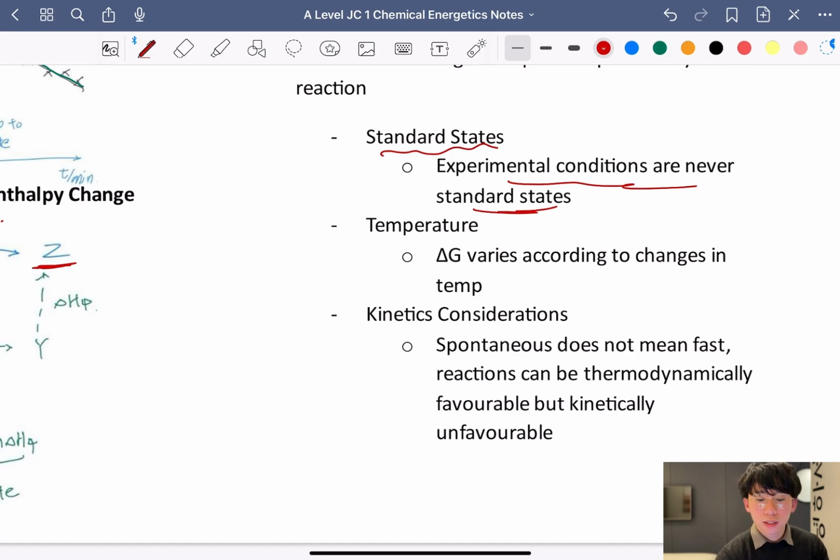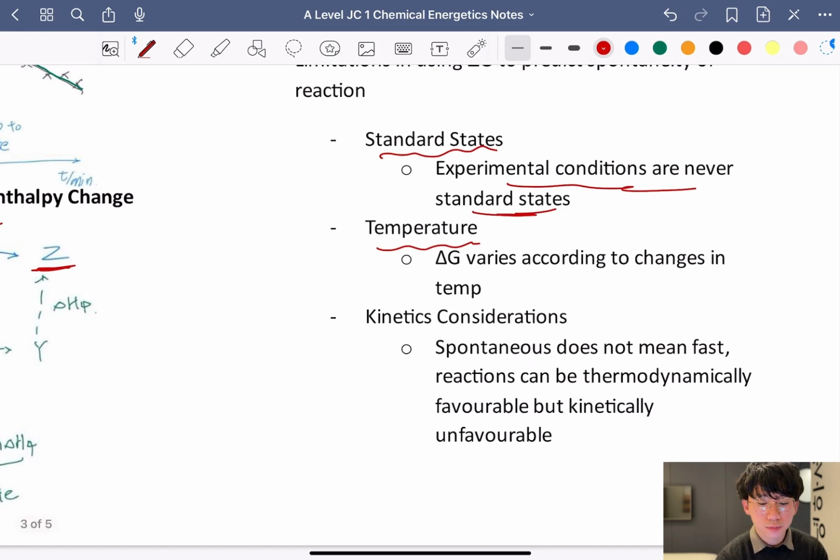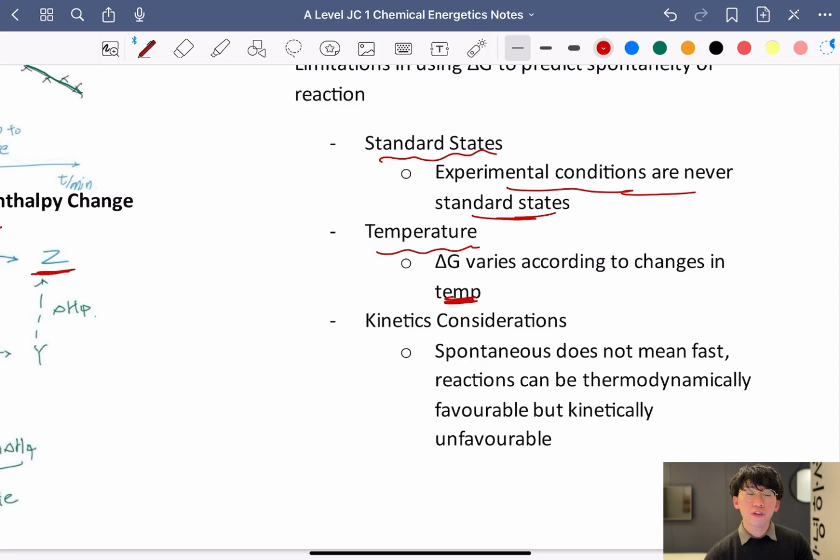Number two, the temperature can be different. So delta G, your delta H, and your delta S are all influenced by temperature. And therefore, whenever you change the temperature, even more so from the standard state, you would not be able to predict as well the spontaneity of a reaction using delta G.